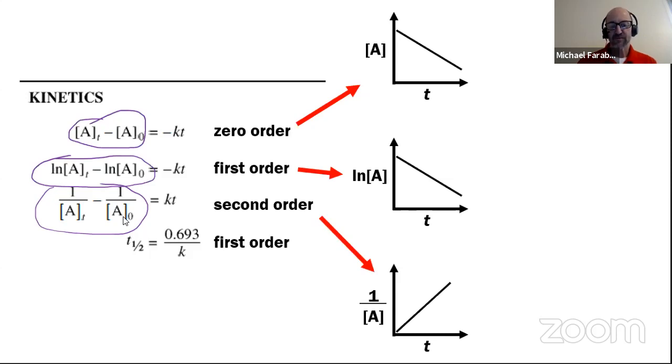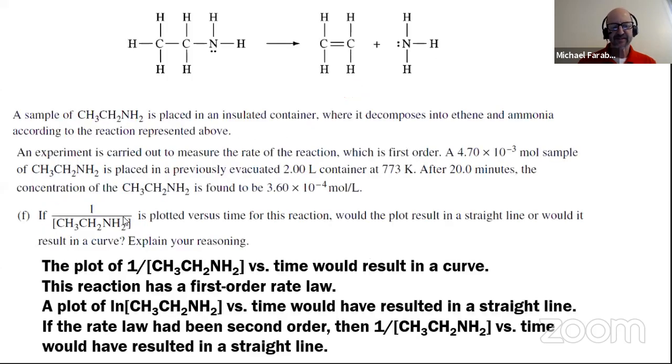So in this case, we're talking about a first order reaction, and they're asking, what if you plot 1 over concentration versus time? It doesn't match up. The plot of 1 over the concentration versus time would result in a curve. Why? Because this reaction has a first order rate law. So a plot of natural log of concentration versus time would have resulted in a straight line. And if the rate law had been second order, then 1 over concentration versus time would have resulted in a straight line.